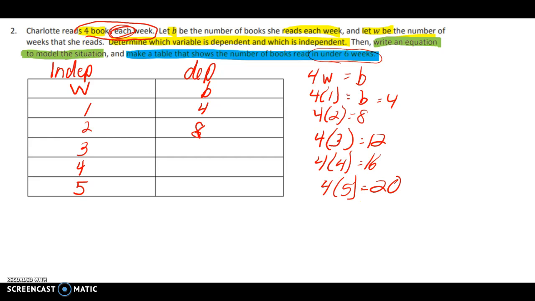So now all I need to do is take these values and enter them into the table. So let's see if we've answered all the questions. We have determined what is our independent and dependent variable. We wrote our equation to model the situation, and then we made a table and filled in the blanks. So, all done.